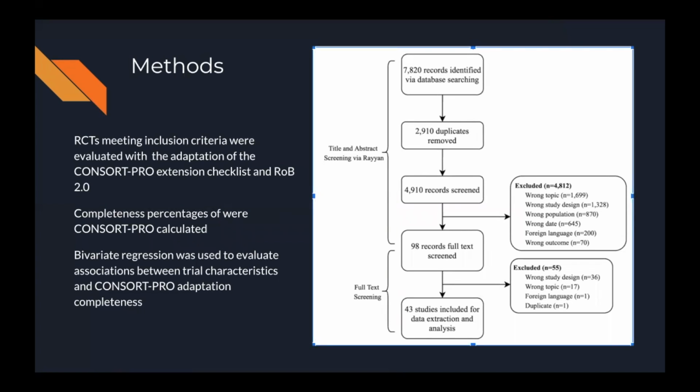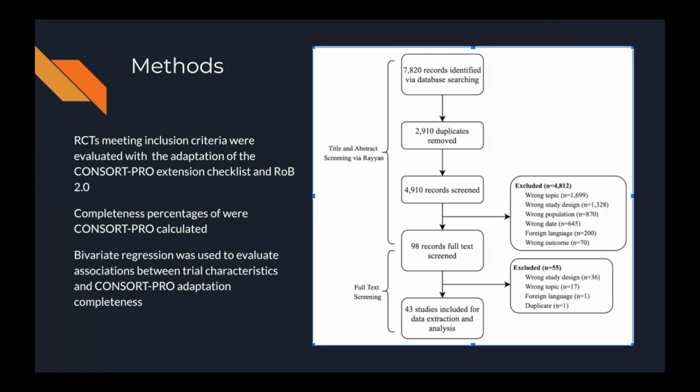First, we conducted a literature search, and returns were screened using Rayyan. A total of 7,820 records were identified. After those were identified, we did a title and abstract screen. We removed 2,910 duplicates, leaving 4,910 unique records screened. We excluded many of those, and only 98 records were full-text screened. After full-text screening, we had 43 studies that met our inclusion criteria and were included for data extraction and analysis.